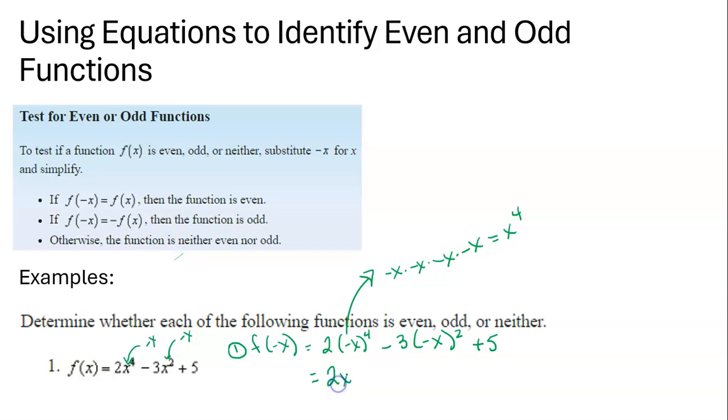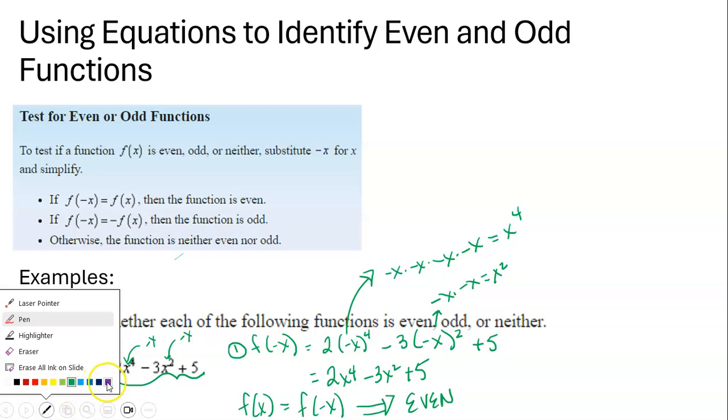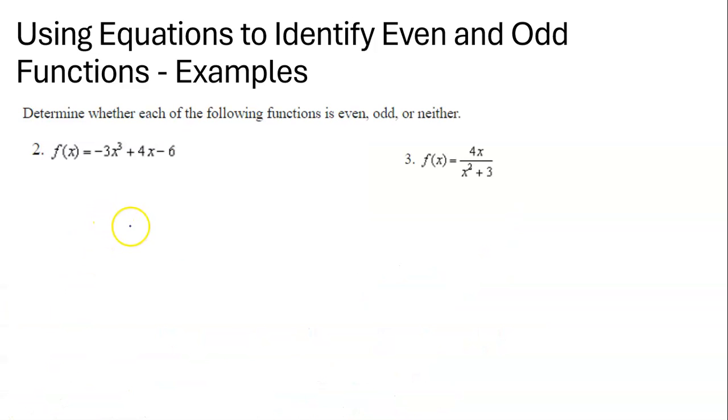And when I take negative x squared, I get positive x squared. So if I look at these, I see that f of x, which is this, is equal to f of negative x. That means this is an even function. Okay, don't freak out yet. Or do, I mean, whatever. Let's keep doing some.